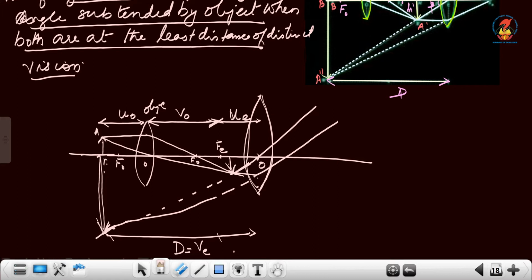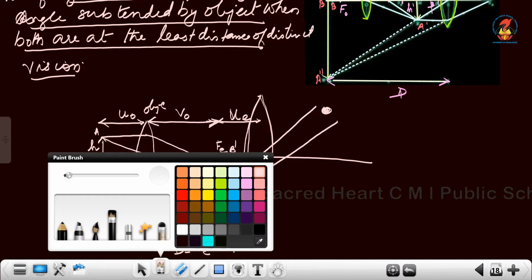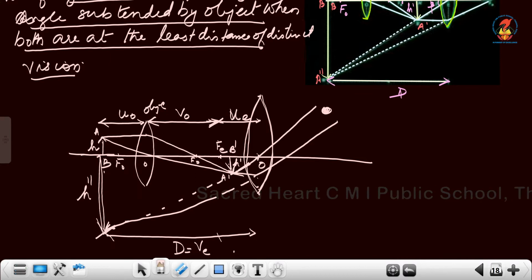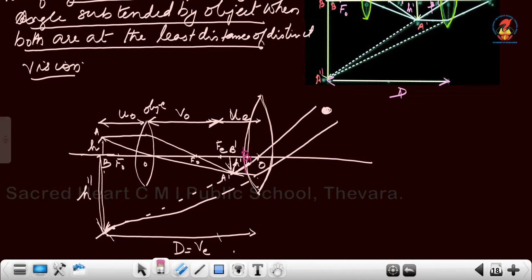This is AB, this is A dash, B dash. It is having a height h dash. The height of the object we can take as h, and the final image we can take as h double dash. Now the angle made, so we are viewing the object from here. So the angle made by the eye to the image, this angle is taken as beta, and alpha we are drawing separately like before.